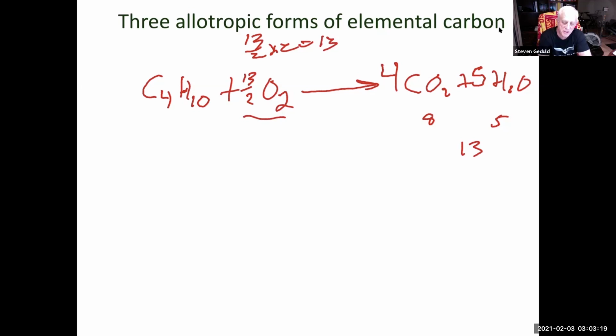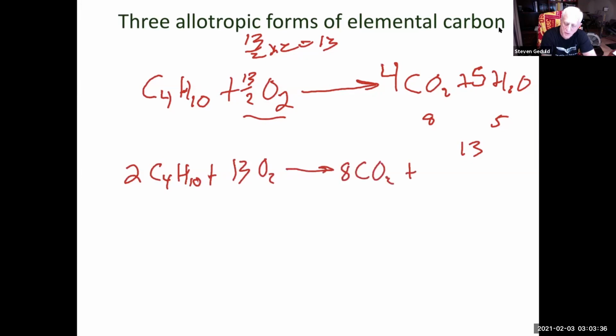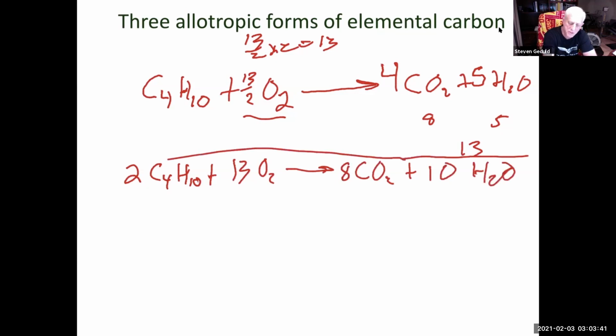So now how do I get rid of this 2? I multiply everything by 2. So I've got 2 butanes. I've got 13 O2s, because 13 over 2 times 2 is 13. I've got 8 CO2s, times 2 there, and I've got 10 H2O. Now I've got a balanced equation. You can't leave fractions. I can use fractions as an intermediate step so I know I'm going to balance, and I get rid of the fraction by multiplying by the denominator.